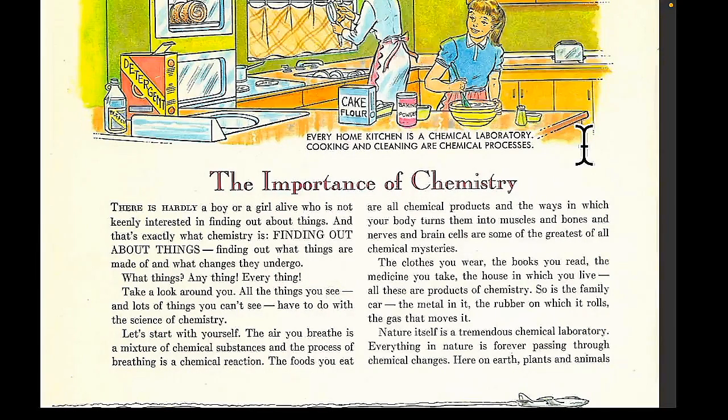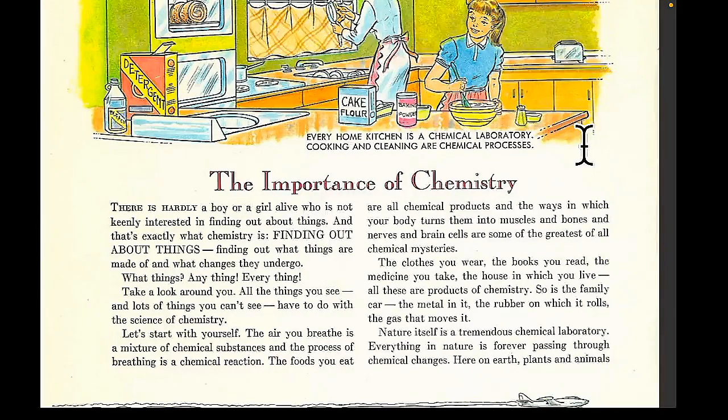What things? Anything, everything. Take a look around you. All the things you see and lots of things you can't see have to do with the science of chemistry. Let's start with yourself. The air you breathe is a mixture of chemical substances, and the process of breathing is a chemical reaction. The foods you eat are all chemical products, and the ways in which your body turns them into muscles and bone, nerves, and brain cells are some of the greatest of all chemical mysteries.